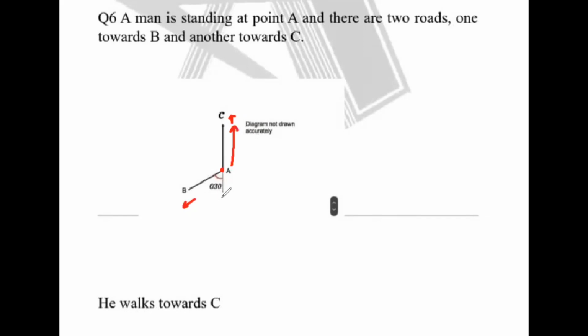So from where will we calculate the angle? It's the bearing of C from A. That means from A I have to move clockwise until I reach C. So this is going to be 360 degrees. Now let me see the second part.